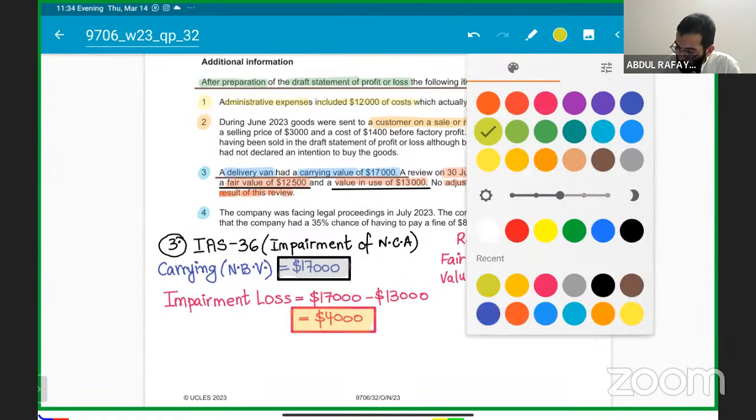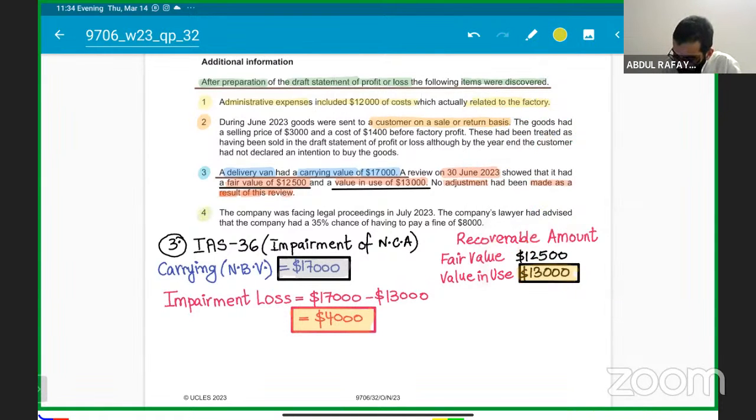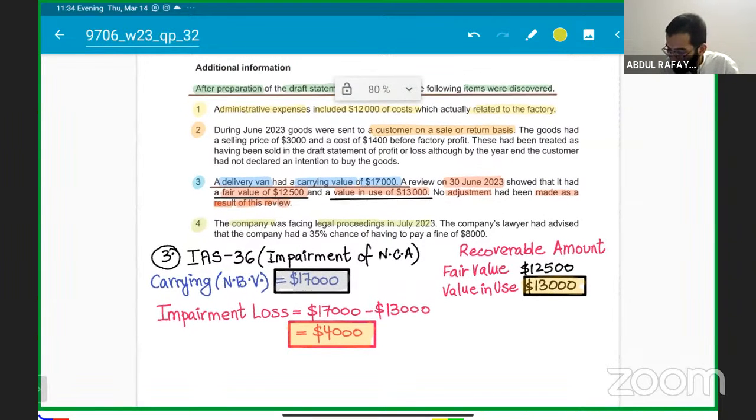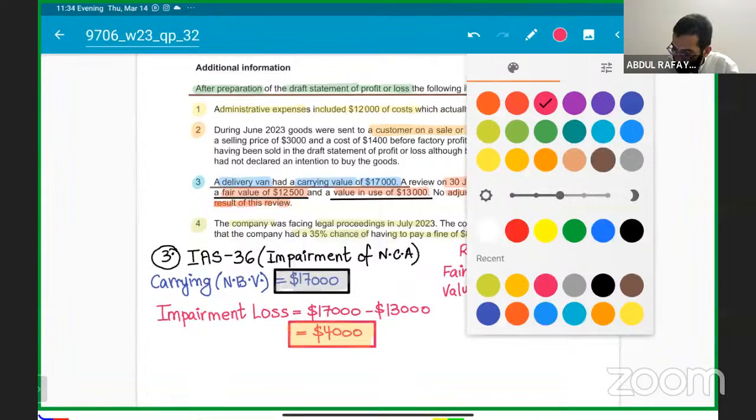Following. Next, it's all about adjustment number 4. The company was facing legal proceedings. The company's lawyer had advised that the company had a 35% chance of having to pay a fine. So this adjustment number 4 is not related with the income statement.